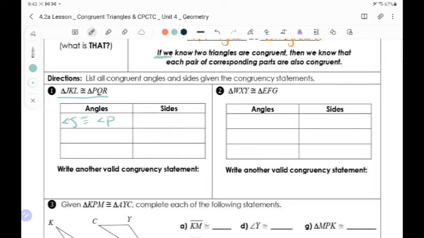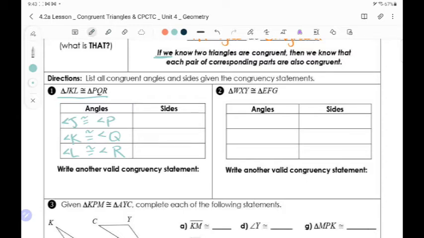Which one's in the middle? K and Q. Angle K is congruent to angle Q. And the last one, L and R. Angle L is congruent to angle R. I just went in order of the way that they were named. I could mix it up. I could do R and L, and then Q and K, and then J and P. That's fine, but I have to keep the ones that are in the same order. I have to match them up.